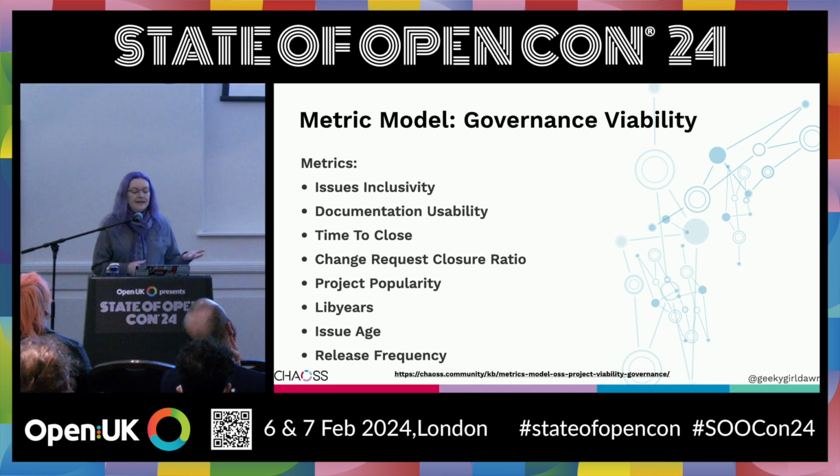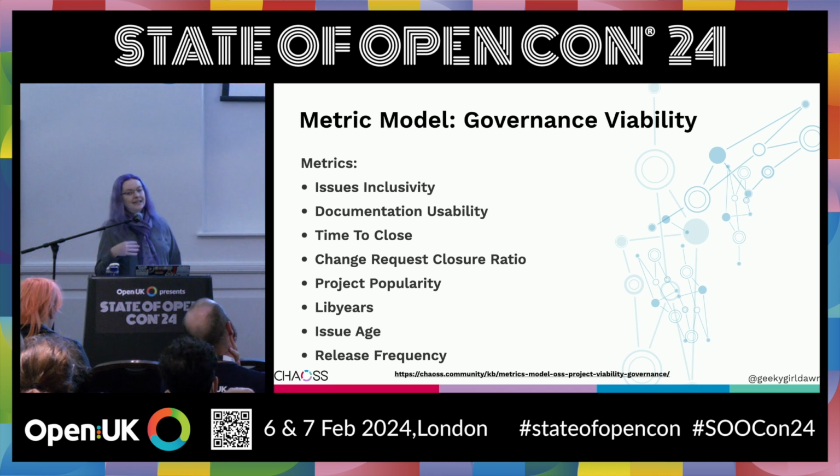Responsiveness metrics like time to close, change request closure ratio, and issue age determine if the maintainers are keeping up with contributions and actually responding to them in a timely manner. Libyears and release frequency indicate whether maintainers are keeping their dependencies up to date and making sure that updates and fixes actually land in a release in a timely fashion.